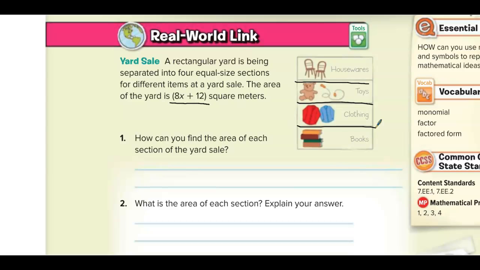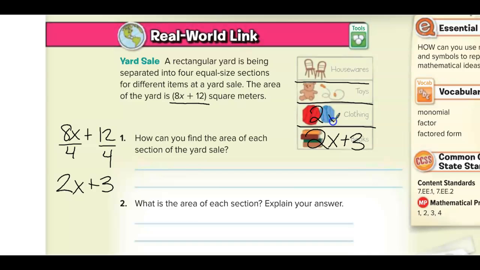Okay? So what do you think I'm going to do to this? Divide it by 4. Am I just going to divide the 8x by 4? No, everything. I'm going to divide everything by 4. So if you have 8x plus 12, and I divide this by 4 and this by 4, what's 8 divided by 4? 2. 2x, right? Plus 12 divided by 4 is 3. So each of these sections is 2x plus 3.